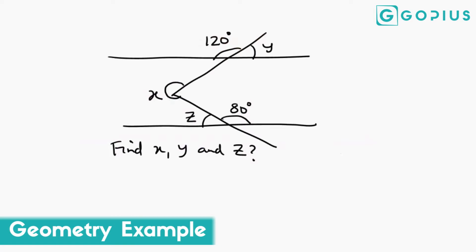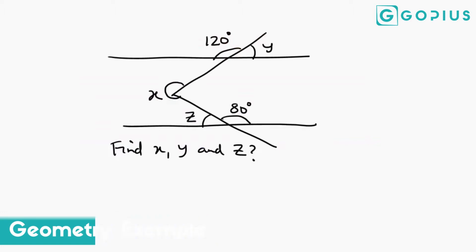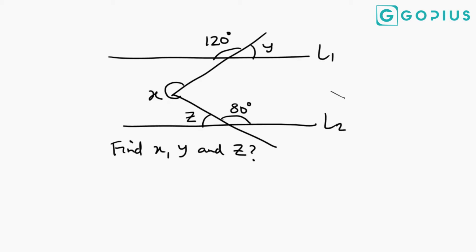We have two parallel lines there, L1 and L2. We have a transversal line meeting at a point called X, two transversal lines, and we are asked to find those values there, X, Y, and of course Z. So we have L1 here and we have L2 here. Now we have to find the values of these angles, X, Y, and Z.